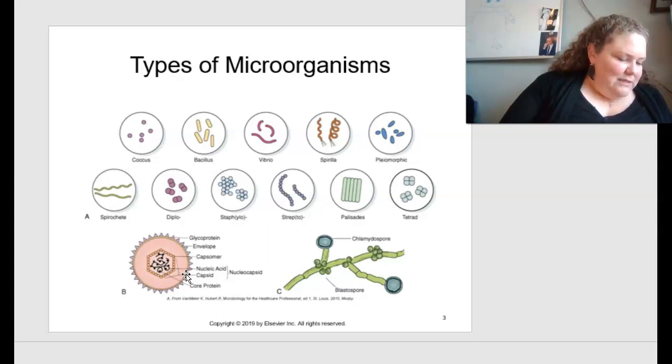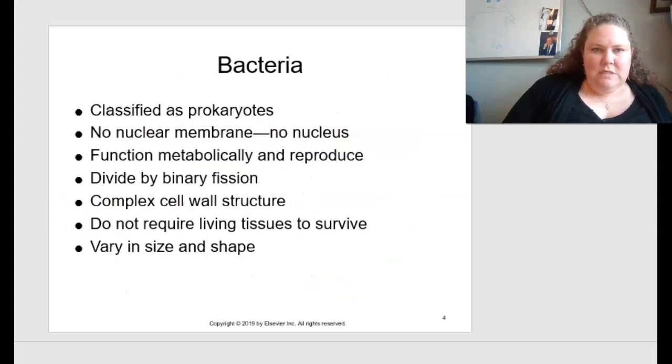And then over here in C, you have an example of a fungus. And this is where you would have like a blastospore or a chlamydospore. Okay, so those are different types of microorganisms.